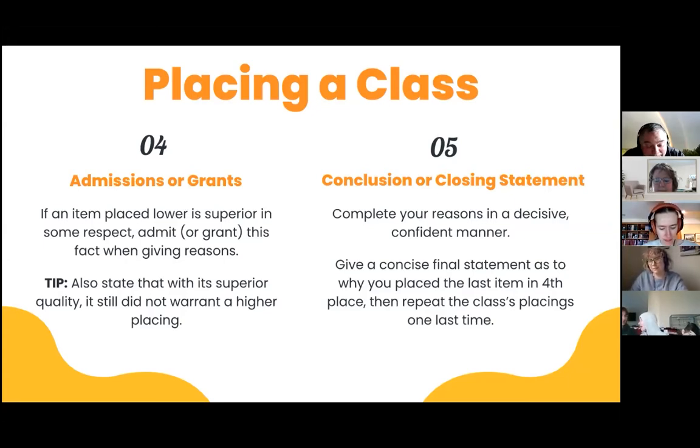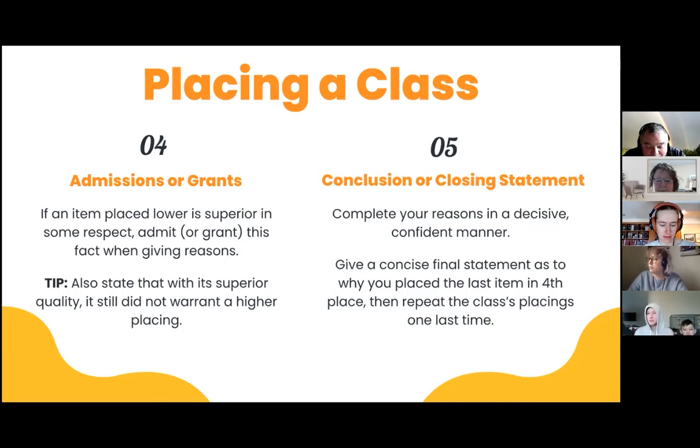So anyway, I should take a moment to talk about grants. A grant is an admission that something about the product you placed lower is better than the product placed higher. It just didn't make enough of a difference to place it higher. We'll show you a couple examples in a few more minutes. Later on, we'll explain grants a little better.